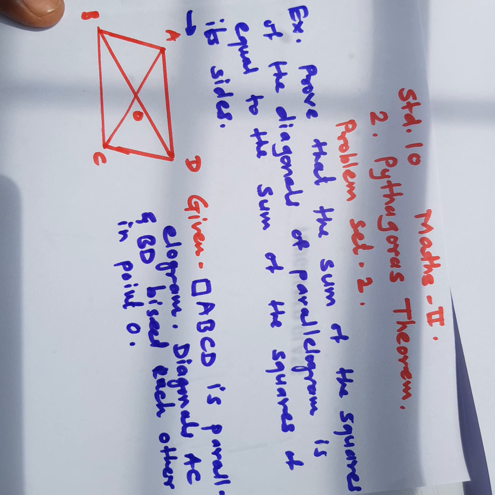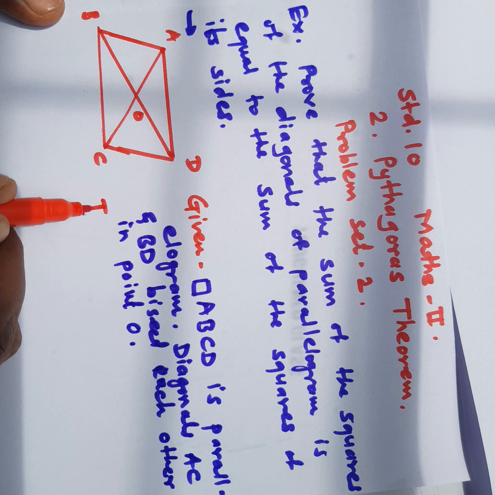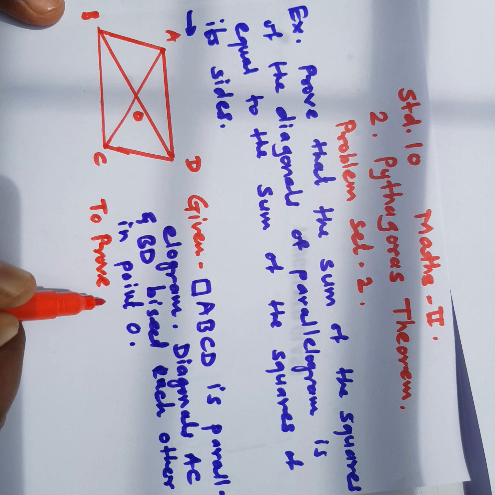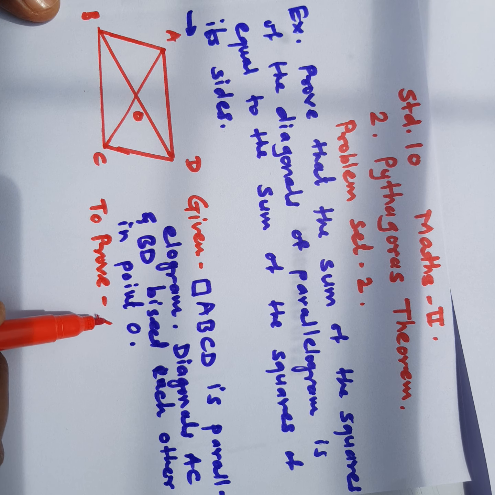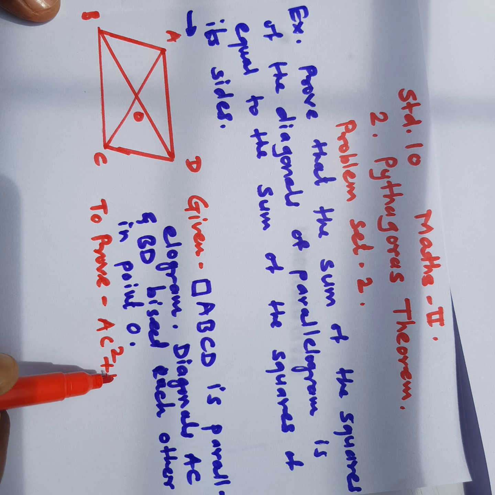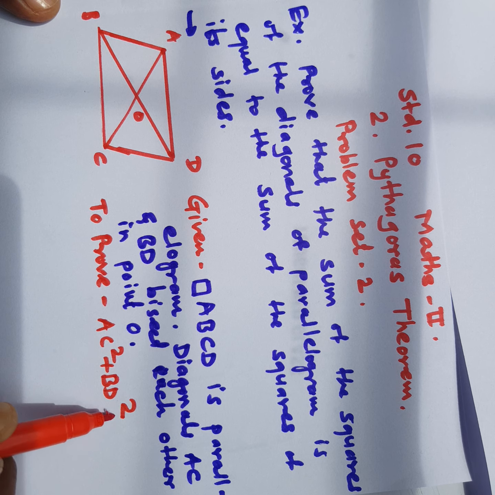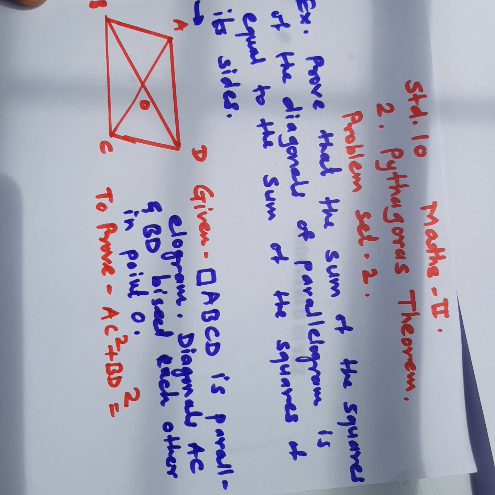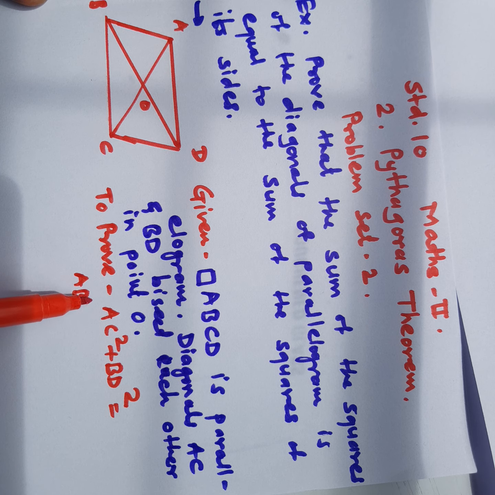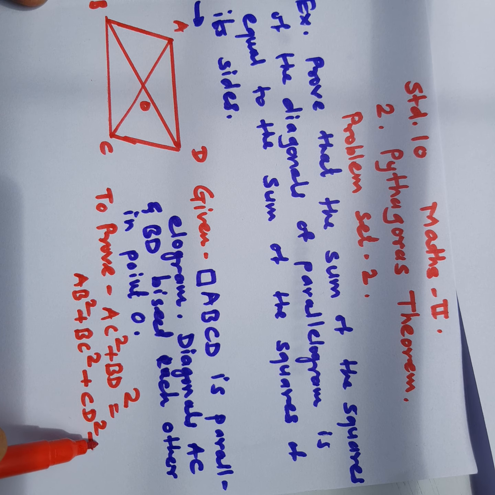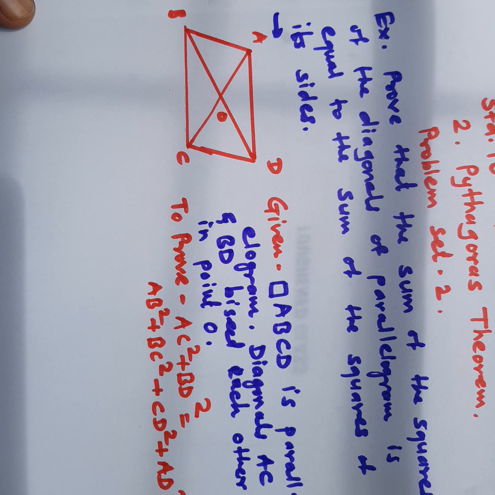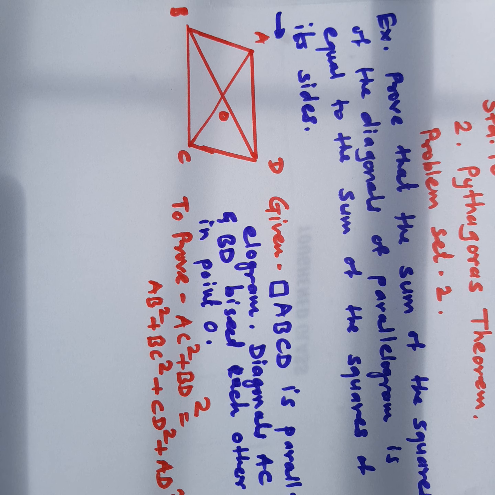Then again, we have to prove. What is to prove here? The sum of the squares of the diagonals, that is AC square plus BD square, is equal to what? The sum of the squares of its sides, that is AB square plus BC square plus CD square plus AD square. Here we will see its proof.